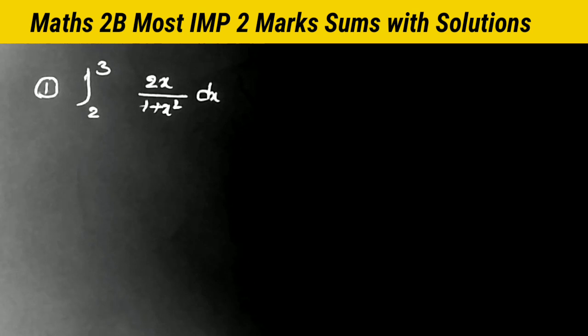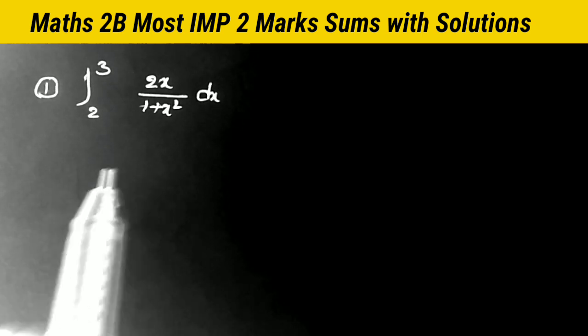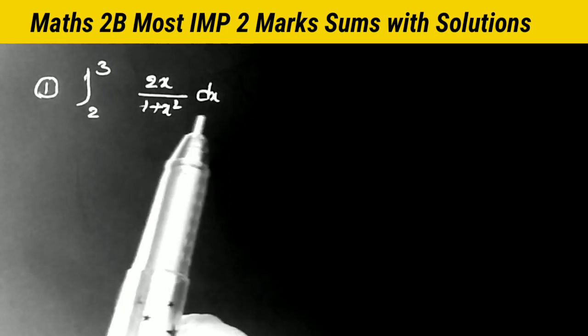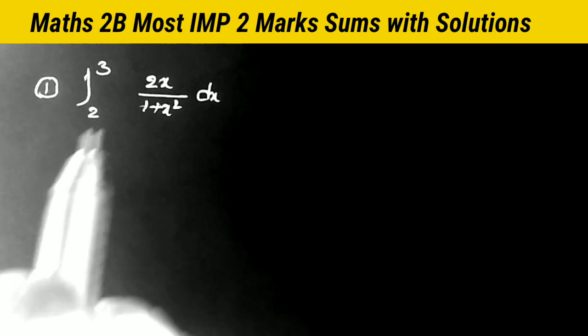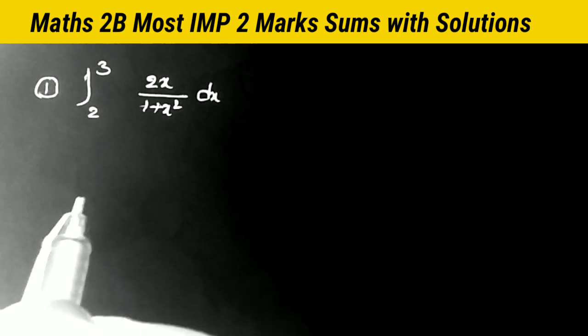Important 2 mark sums from the definite integration Maths 2B paper. These are the most frequently repeated questions. First question: integral 2 to 3 of 2x by 1 plus x square into dx. Now to solve this problem, we just apply a formula.